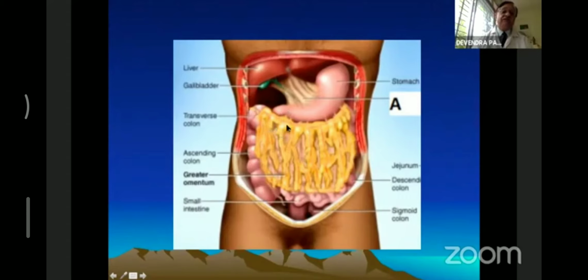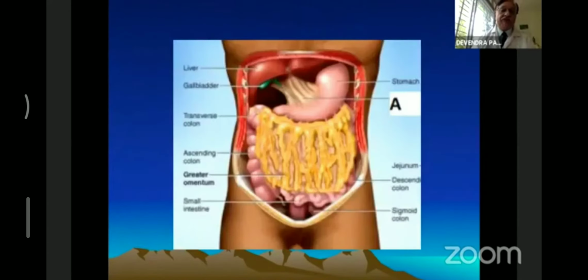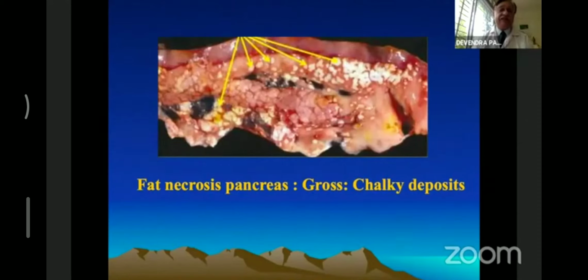Behind this loop of duodenum is the pancreas. Enzymes will leak out and will digest the fat which is there. Another example is a traumatic fat necrosis in the breast, especially in females, where the breast is injured. There will be fat necrosis. Since the free fatty acids combine with calcium to form calcium salts, what we see is chalky white deposits, gross chalky white deposits.